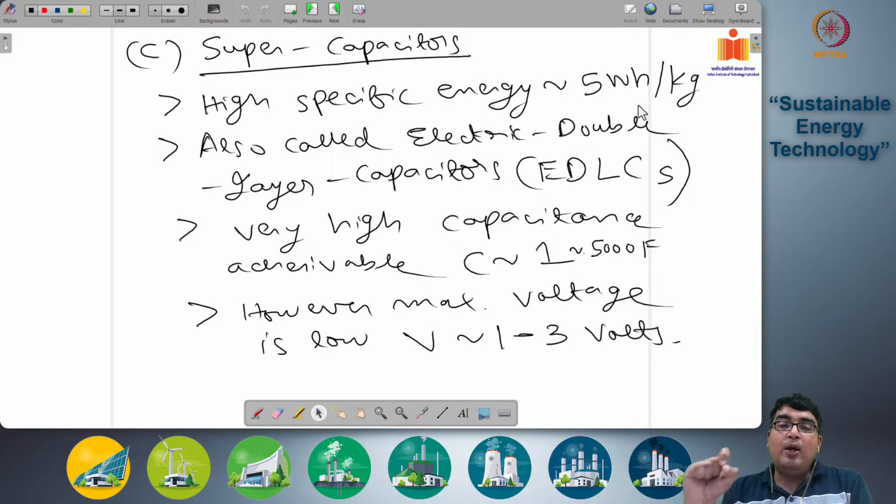Okay. However, the disadvantage is the maximum voltage that can be sustained across these capacitors is quite low, around 1 to 3 volts. So this is in contrast with traditional and electrolytic capacitors, where you can get up to 40 volts of potential difference between the two plates. Here the potential difference between the two plates can at most be 1 to 3 volts.